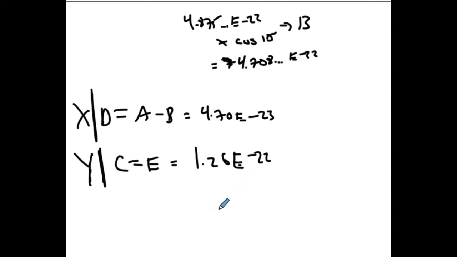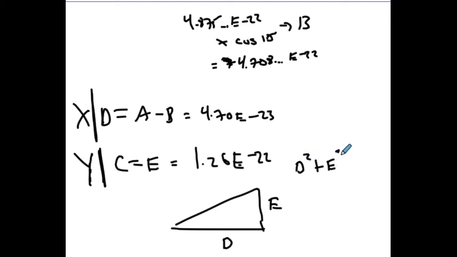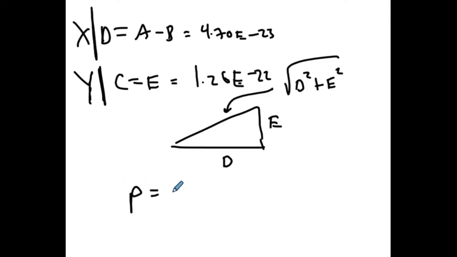And so for our last step here, we just need to put that together in a Pythagoras' theorem. E was this number here, and D was this number here. So I'm just going to square them and square root the whole thing. So it'll be D squared plus E squared, square rooted. That'll give me my hypotenuse. And I got a final value of, let's see, my momentum. I have a final value of 1.3467 times 10 to the minus 22.